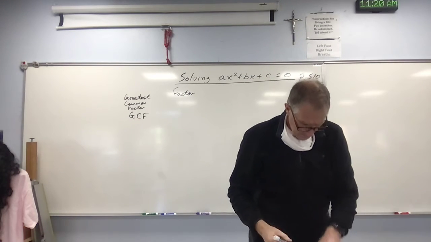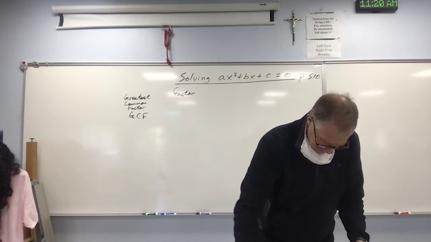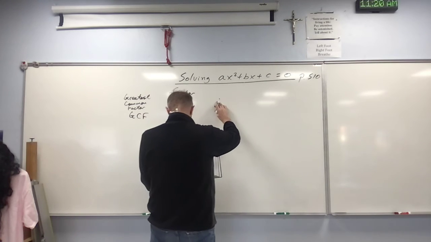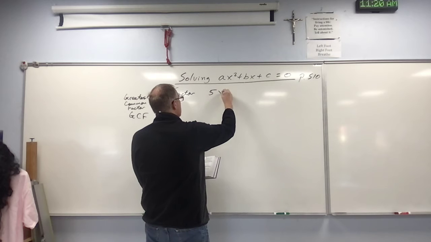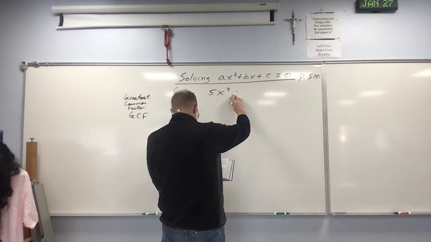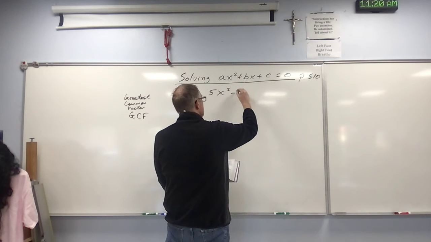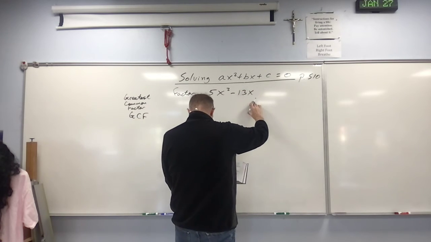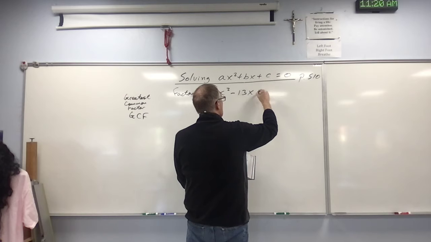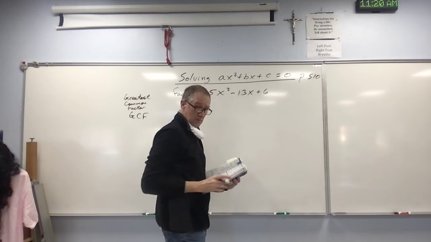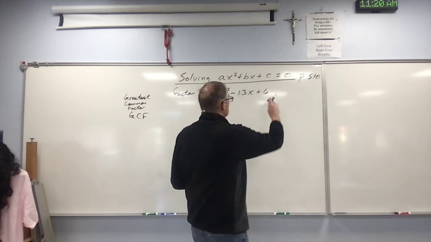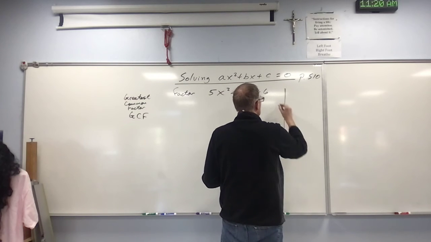Let's just go down here. So 5x squared minus 13x plus 6. Okay, well, let's do a table.